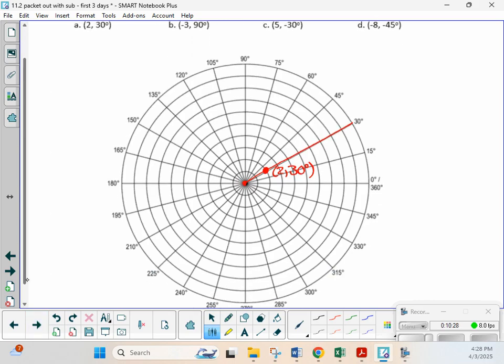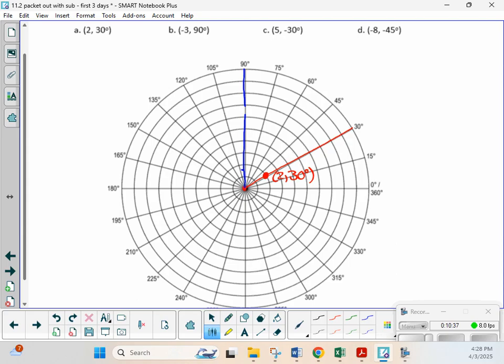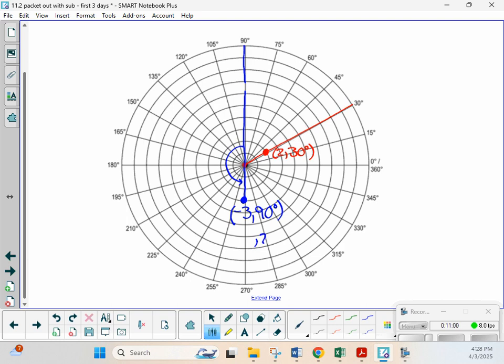Next one up, -3, 90 degrees. So I am going to rotate to 90 degrees first and think about this line. But since it says -3, I'm going to go 3 units in the complete opposite direction, or make a 180-degree turn and basically go 1, 2, 3 units in that direction. So I could call this either its original name, -3, 90, or let's give it the +r, +θ version of the name. Look where that really is. You see the degree measure there? I really am at 270, and I went 3 units in that direction. Those would be equivalent points in polar coordinates. They land you in the same spot.